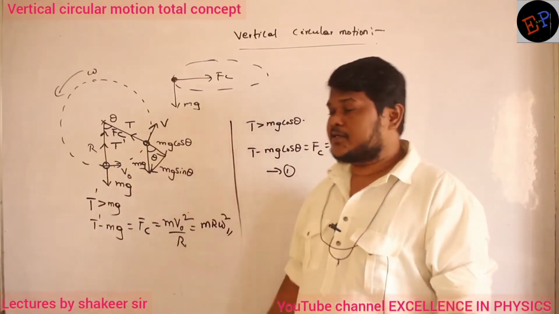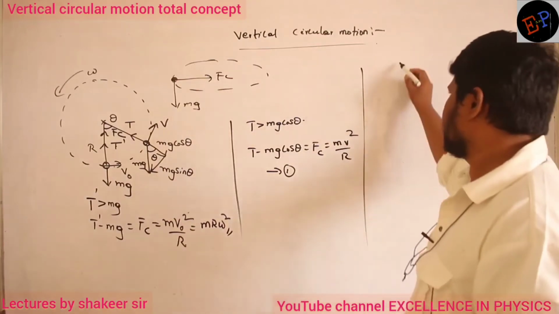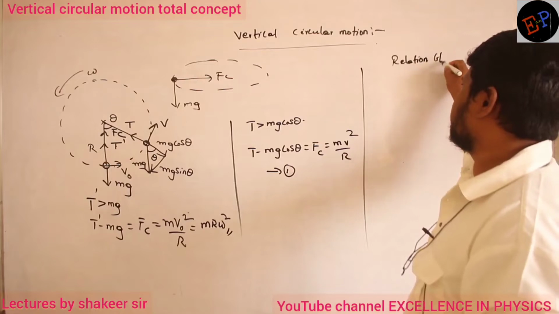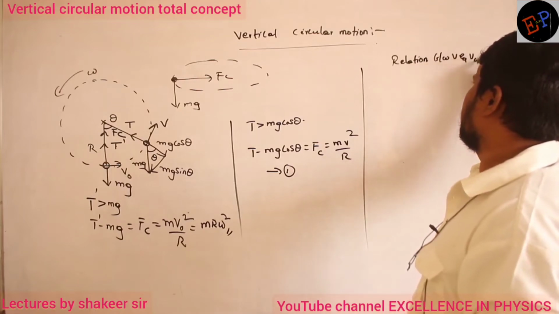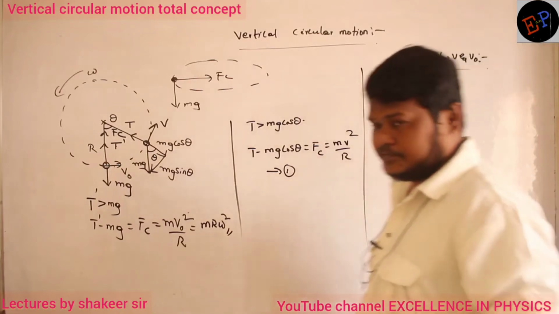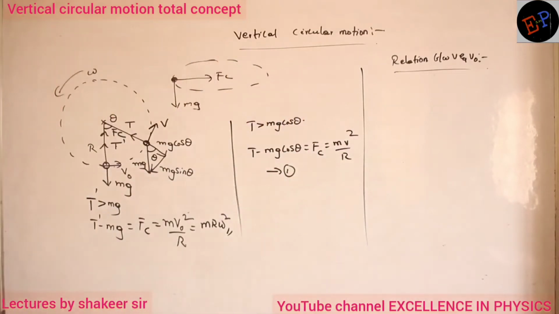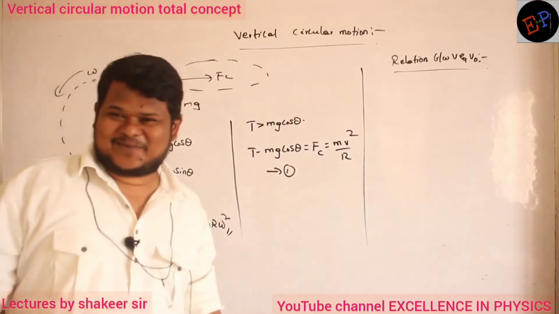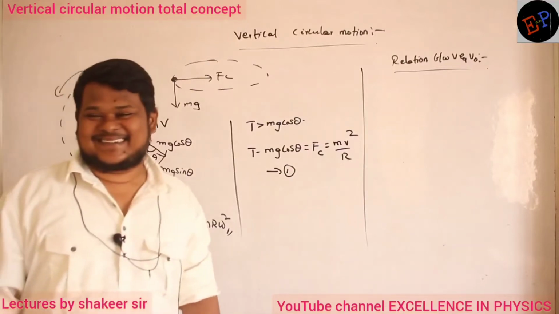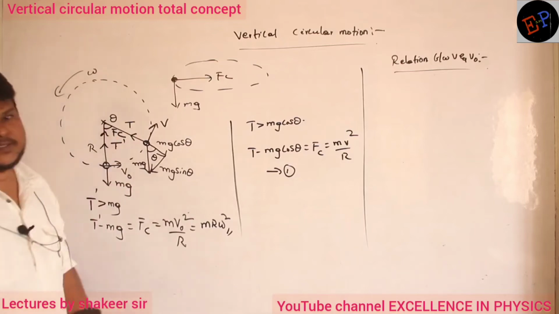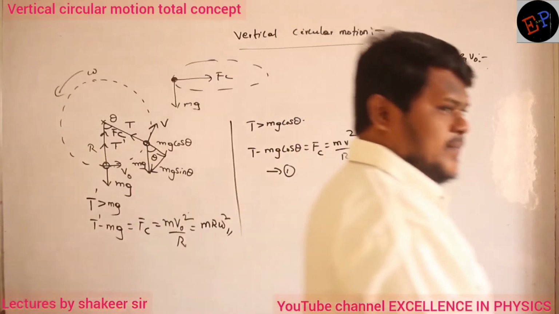Now how can I write a relation between v and v0? That is the relation between initial velocity and final velocity. V and v0, how can I write it? Can you say? What is v minus v0? How can I write a relation between initial velocity and final velocity? That is the question. Anybody?